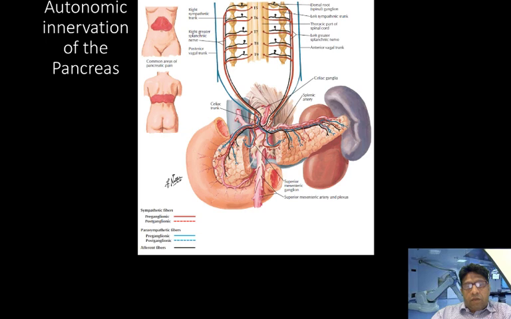Okay, going into the autonomic innervation, I'm not too concerned about this, except where we are actually trying to do palliative blocks. This explains why patients typically get back pain and epigastric pain, because of the autonomic innervation, and a CT-guided ablation of the celiac axis nervous plexus can offer the patient some pain relief.